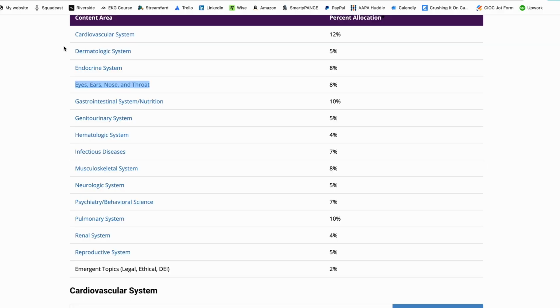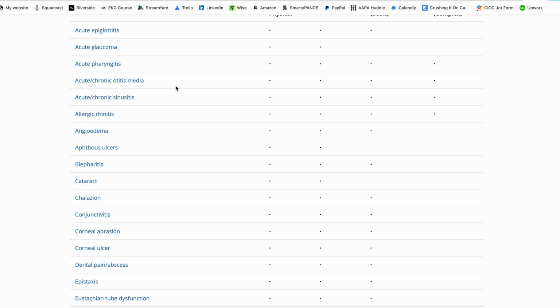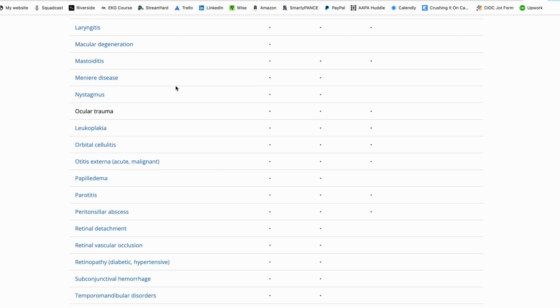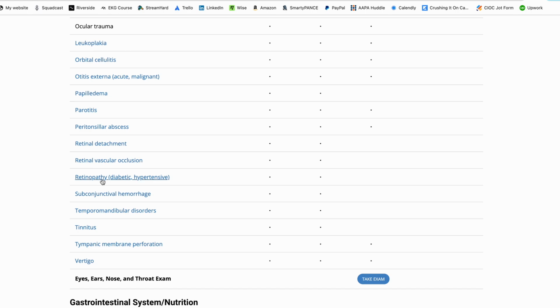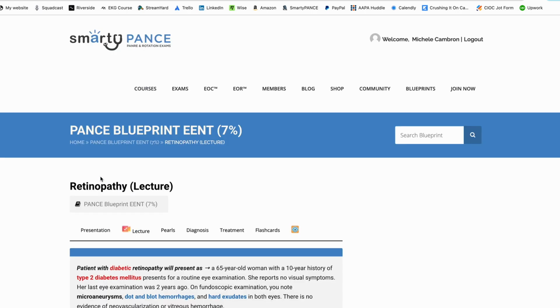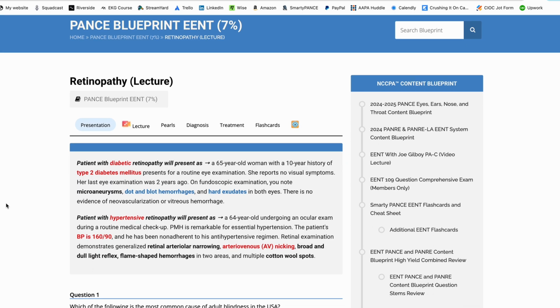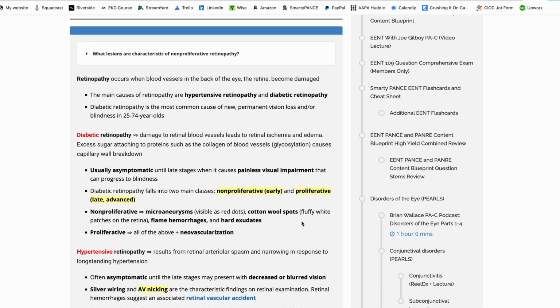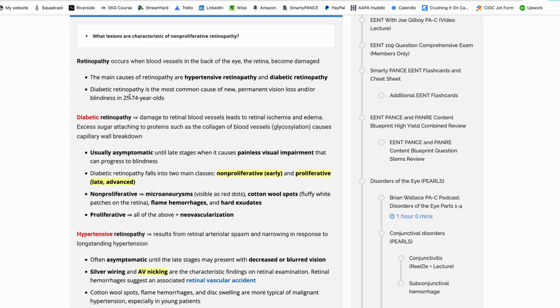So I look in the blueprint, the searchable blueprint. I'm already in EENT. And I scroll down and I see that there is a retinopathy, diabetic, and hypertensive. So this is diabetic. So I click in there and they're going to give me a couple scenarios. I don't have to spend time reading these scenarios because I already know what the diagnosis is. And the presentation is really to help you figure out the diagnosis. Now, it may have some of the exam findings here, but I prefer to go over to the pearls. And so I look through this and I'm looking for things that might give me the right answer, right? So this is telling me kind of the causes of it.